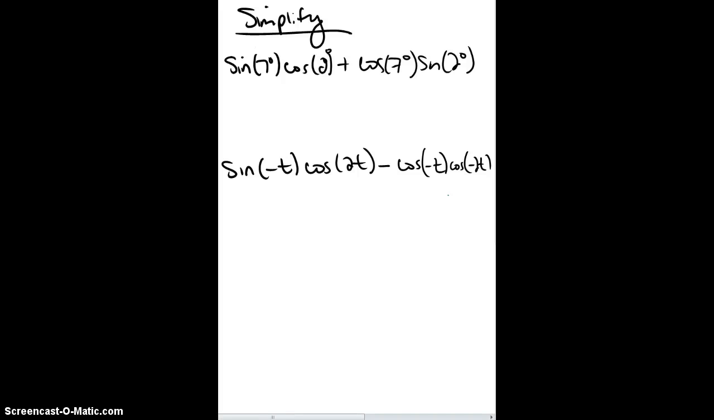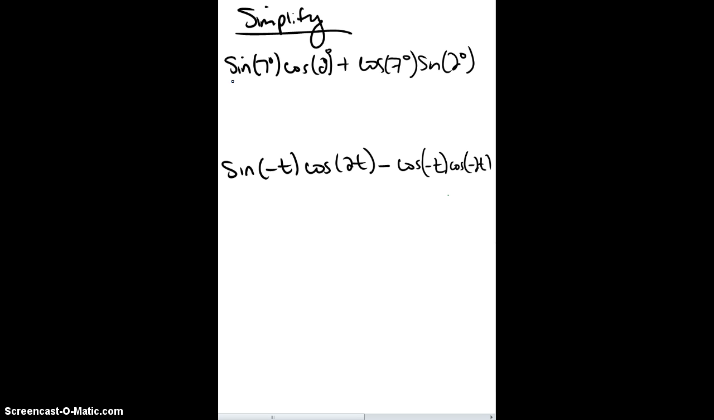Okay, so sometimes with trig identities, the directions could say simplify. Right now we really only know a few, so we're not really getting there yet, but we will slowly. Anytime you see sine, sine, cosine, cosine, sine, cosine, cosine, sine, you know it's a trig identity.